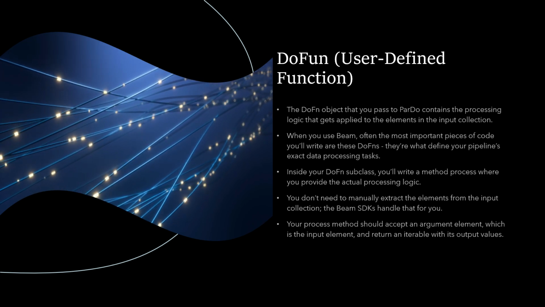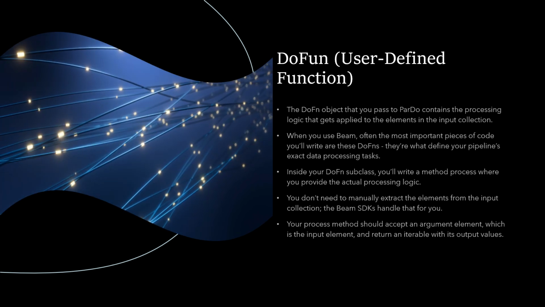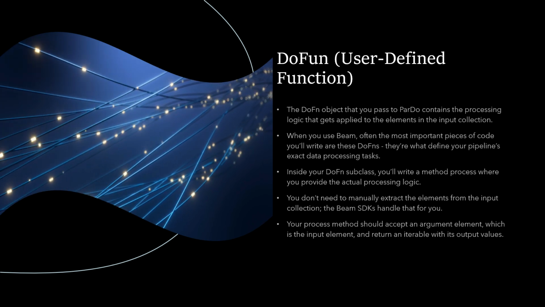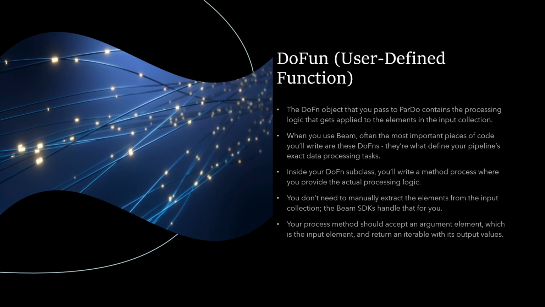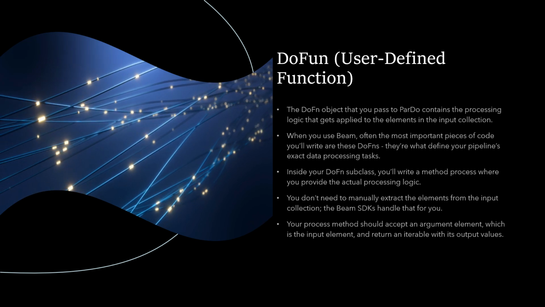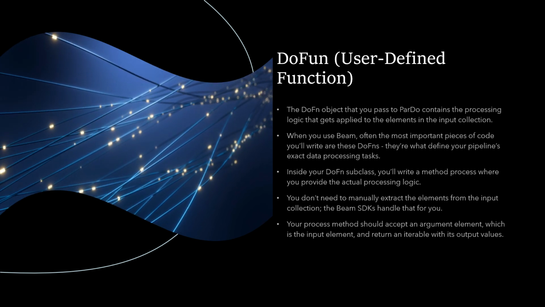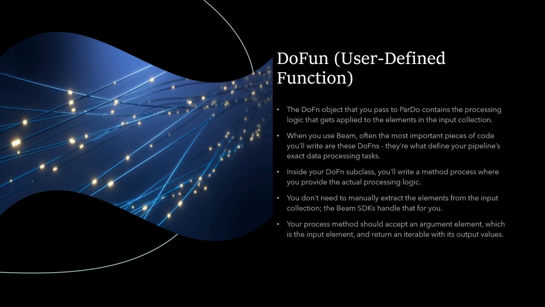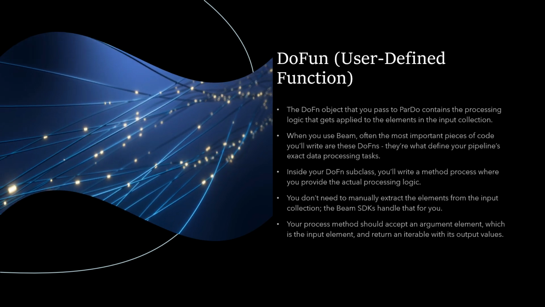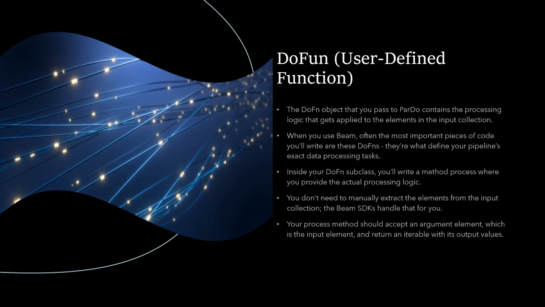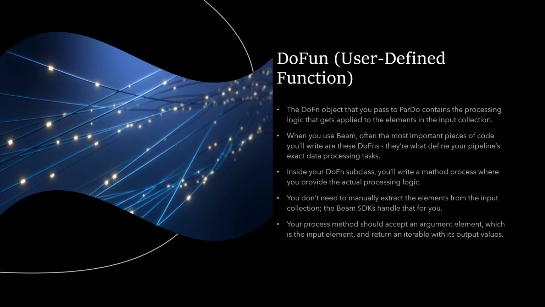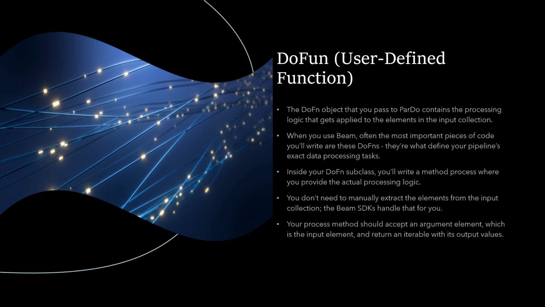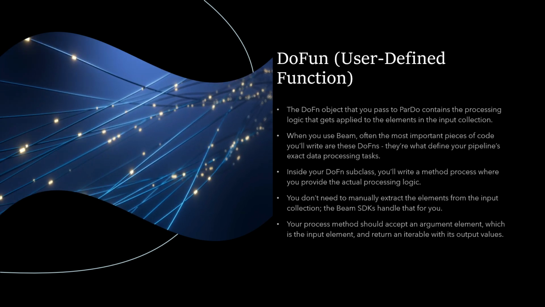Inside your DoFn subclass, you'll write a method, process, where you provide the actual processing logic. You don't need to manually extract the elements from the input collection. The Beam SDKs handle that for you. Your process method should accept an argument, element, which is the input element, and returns an iterable with its output values.